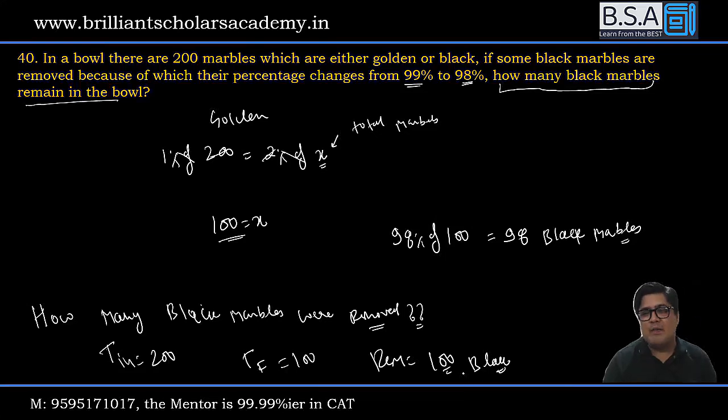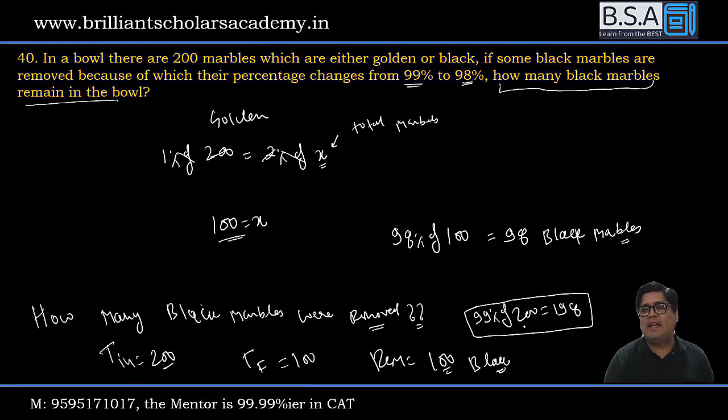How many black marbles were there? Black marbles were 99%. So 99% of 200 means 198 black marbles were there. From these 198, you took away 100. So 98 remain. Everything matches. All numbers match. All values match. Beta, 198 black marbles were there. Now you took away some of the black marbles. Because of that, their percentage decreased. So the black marbles' percentage decreased.